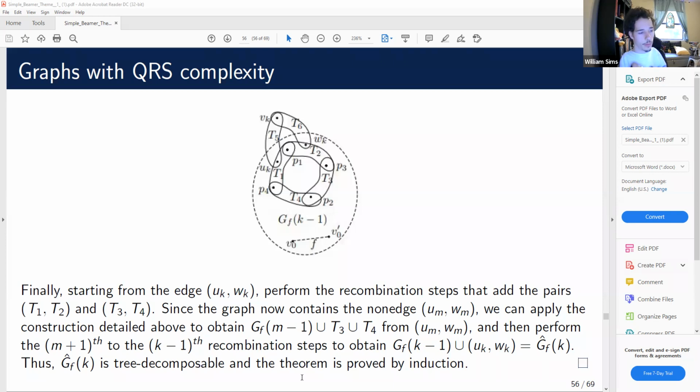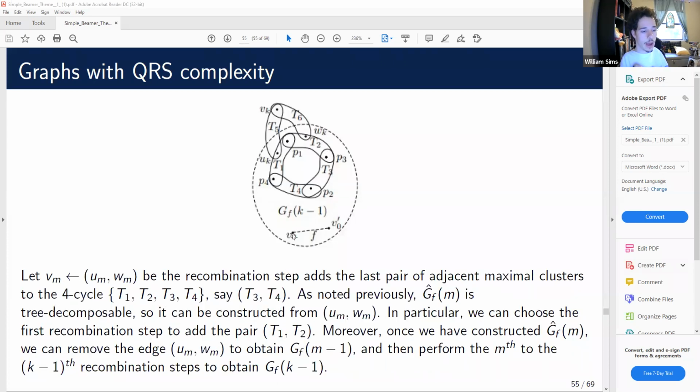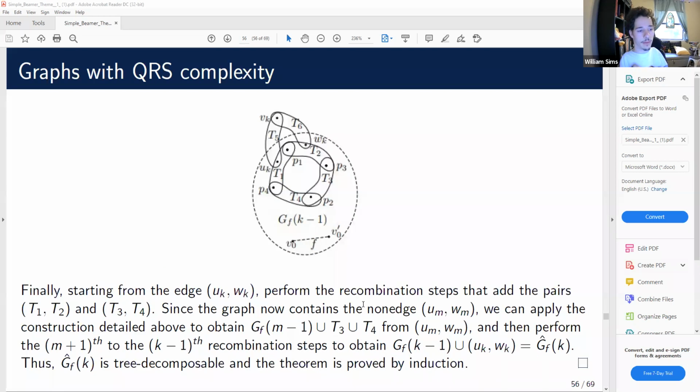Right, so now we can perform this construction where we take P3, P4, we construct the extreme graph, we delete the edge P3, P4, then we construct G sub F of K-1. We're going to do all that with just this T3 and T4 added on. Okay, and so that gets us to G sub F of K-1 union U sub K, W sub K, because we started with this edge. And that gives us the kth extreme graph.